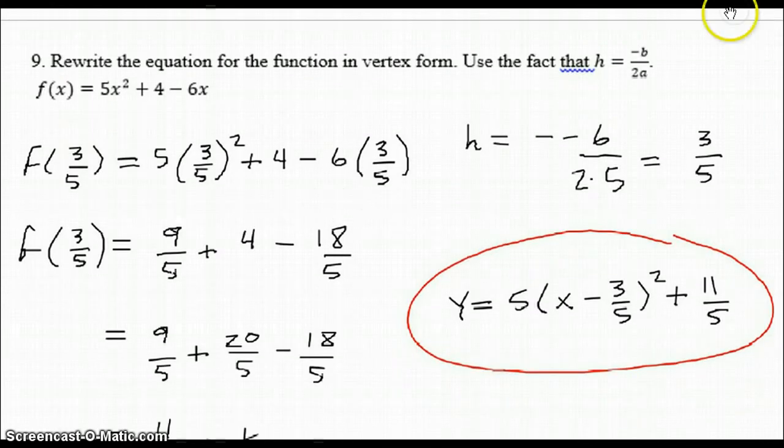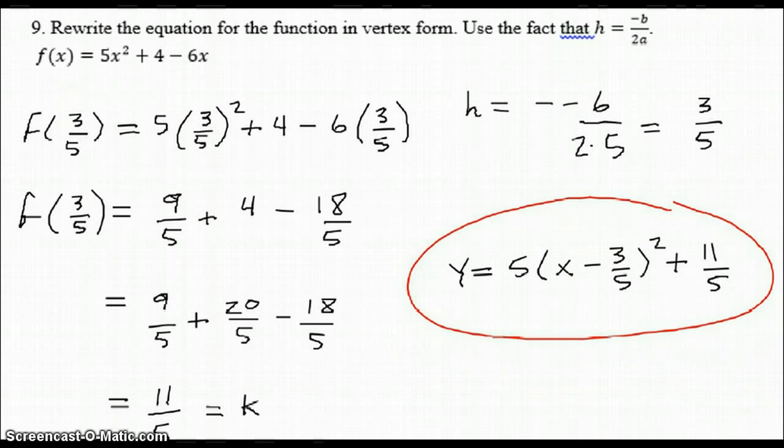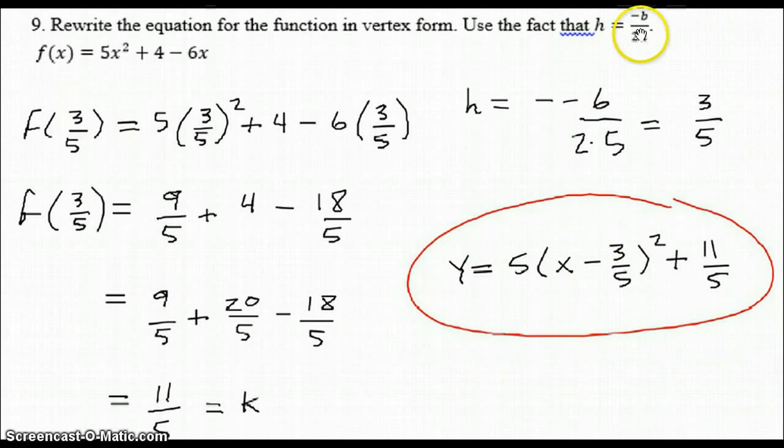So our next problem here, we want to find vertex form using a different method, using negative b over 2a. That will give you the x value of the vertex. So that's what I did first. I found the x value of the vertex, and then I plugged in the x value of the vertex into the function to find the y value of the vertex.